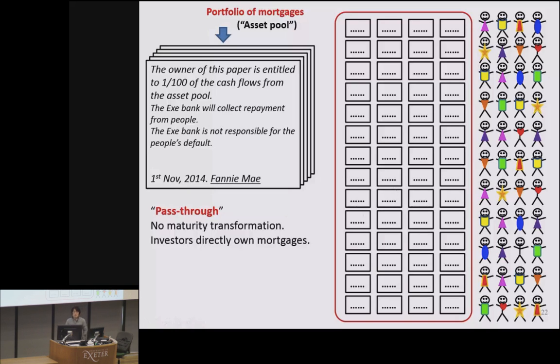Okay? Maybe the Exeter Bank first provided these mortgages to these people, but Exeter Bank no longer owns these mortgages. The Exeter Bank sold these mortgages to Fannie Mae. But Fannie Mae doesn't own these mortgages either because Fannie Mae sold these mortgages to pass-through investors. If you buy this security, you own these mortgages. Okay? You buy shares of these mortgages.